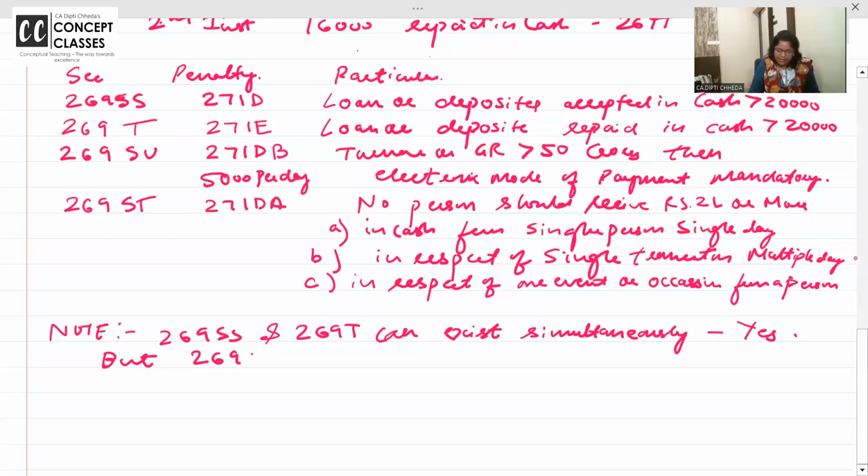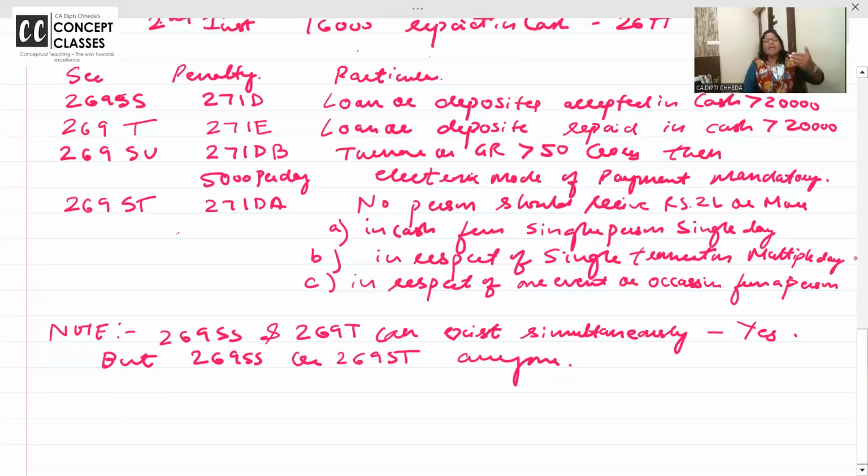But 269SS or 269ST, anyone. मैम इसका क्या मतलब है? अगर आपने लोन लिया है above 20,000, you are already caught up in 269SS. For the same transaction, we cannot say 269ST. समझ में आ रहा है?